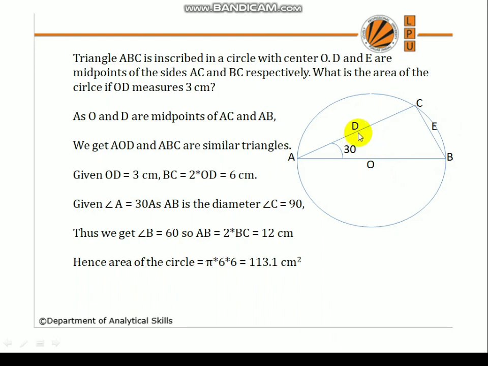So when the midpoints are joined and parallel to the third side, we always deduce this length OD will be half of the length of BC, or BC will be twice of OD. Here OD is given 3 cm, therefore BC will be twice of OD, 6 cm.